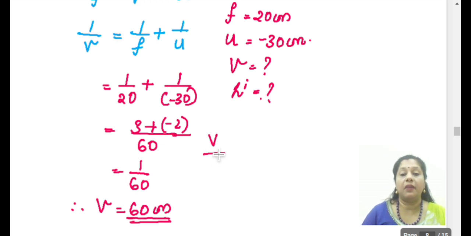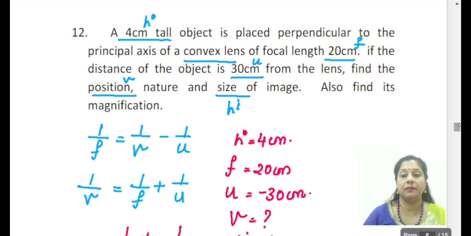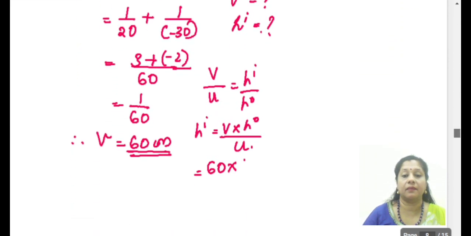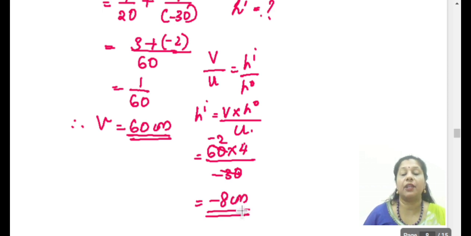Use the formula v by u is equal to HI upon HO. So HI is equal to v into HO by u. v is equal to 60, into HO is 4, by u is equal to minus 30. This is 2 into minus 2. So minus 8 centimeter is the height of the image.